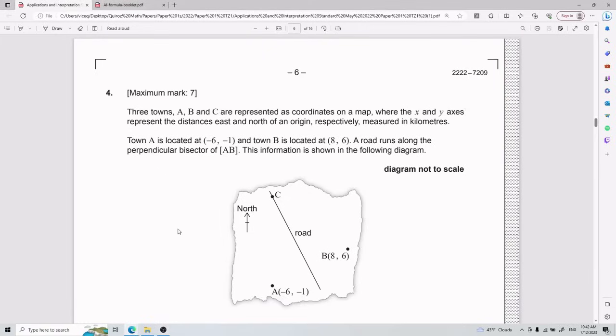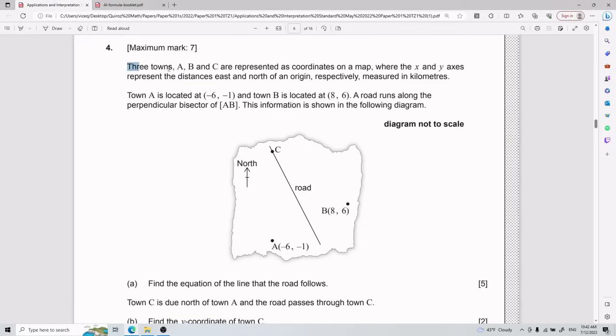All right, for this next one, number 4, we have that 3 towns, A, B, and C, are represented as coordinates on a map where the x and y axes represent the distances east and north of an origin. That is why we have this north symbol over here, and technically we should have an east symbol over there. So that would be my x, that would be my y. That is what it's telling me. Our units are kilometers. Units are important. We're going to leave that highlighted.